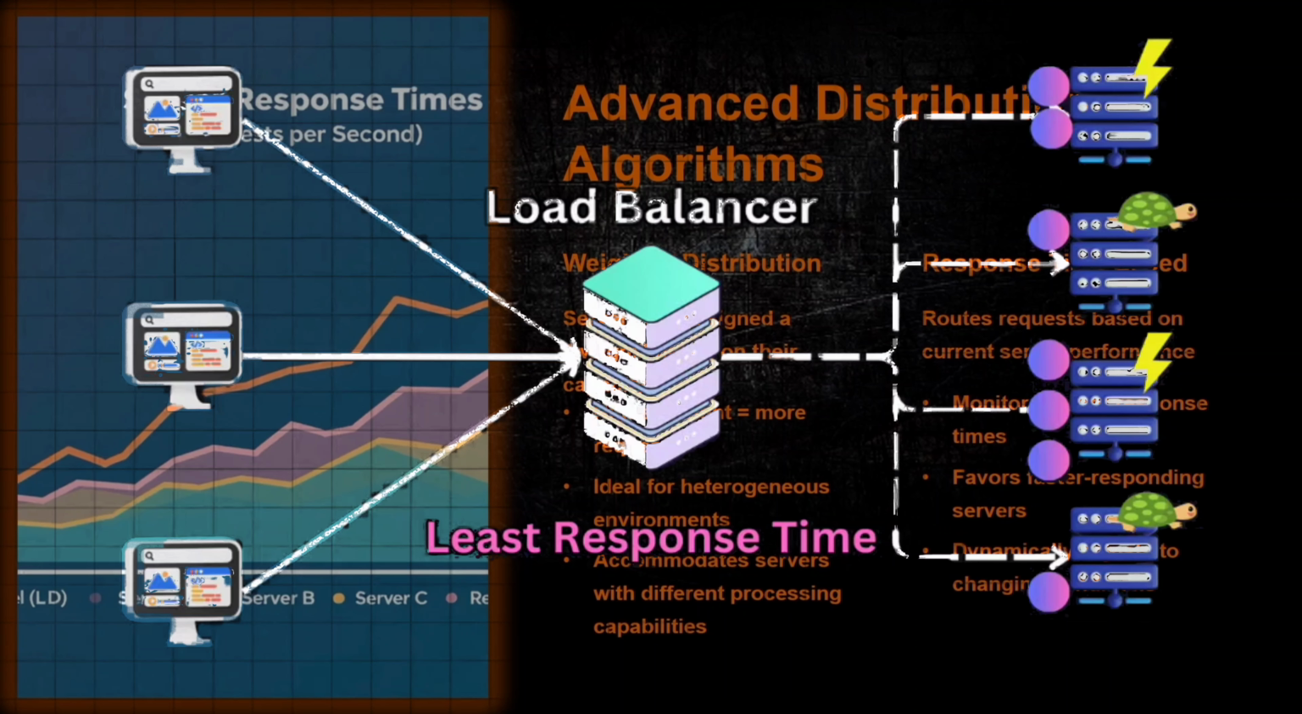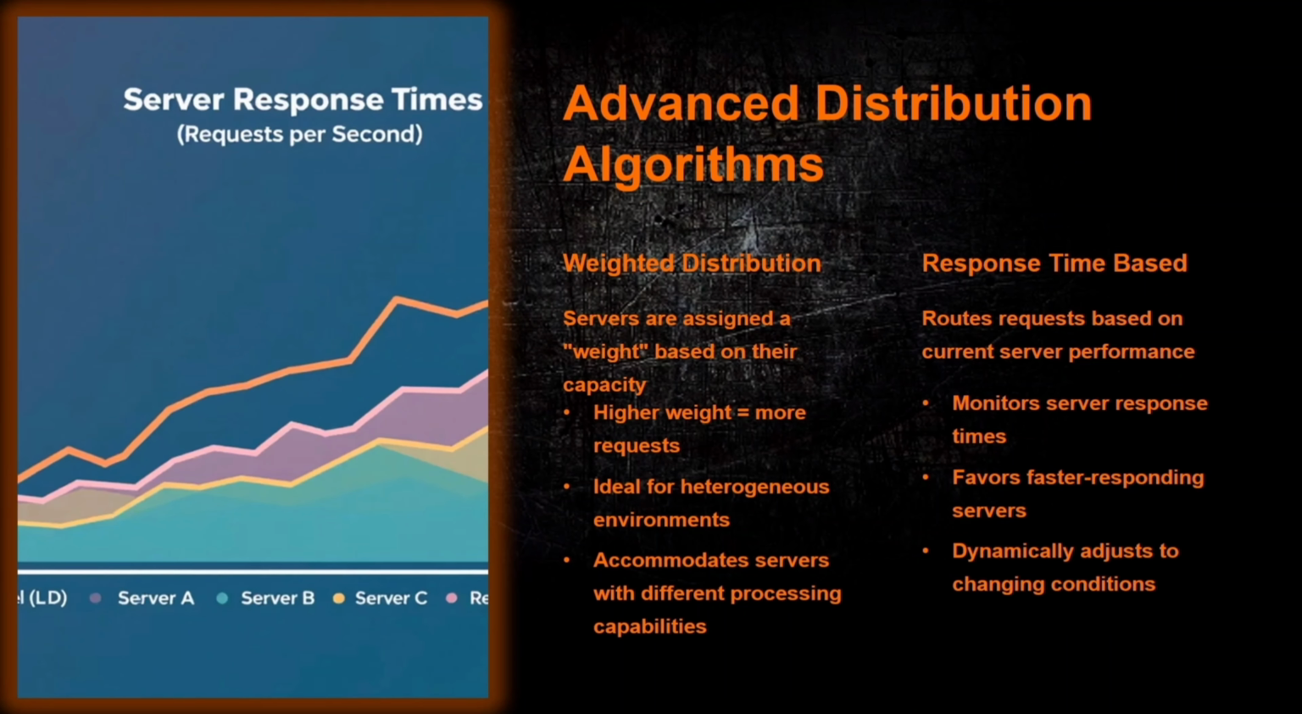It is great for environments where performance can fluctuate, like during peak traffic or system updates. So whether you need a balance based on server power or live performance, these advanced algorithms give you much more control and flexibility.